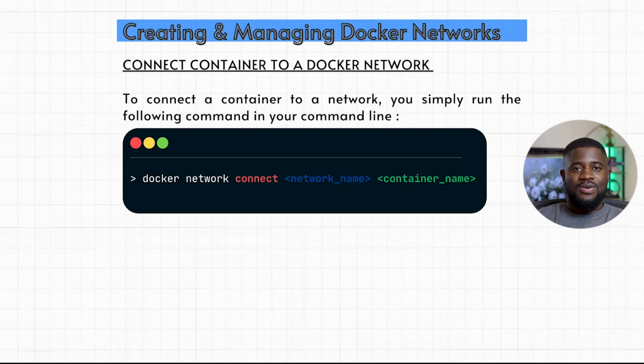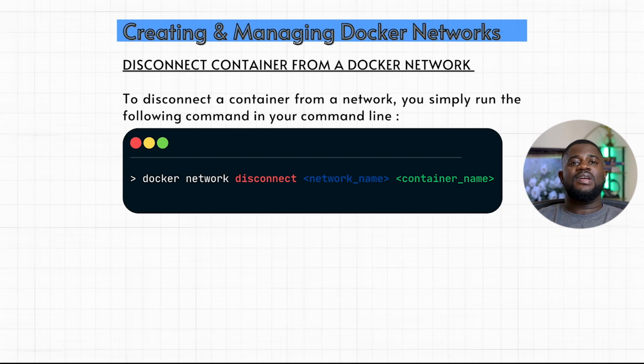For example, docker network connect my-bridge-network my-container connects the container named my-container to the my-bridge-network. Also, to disconnect a container from a network, use the docker network disconnect command. For example, docker network disconnect my-bridge-network my-container, which will disconnect the container named my-container from the network named my-bridge-network. Makes sense? Well, I hope it does.